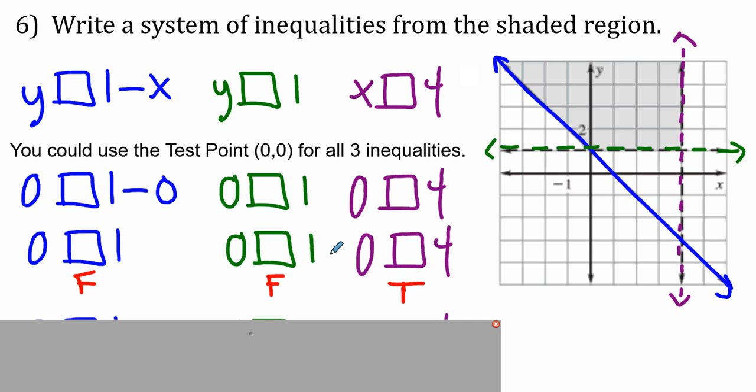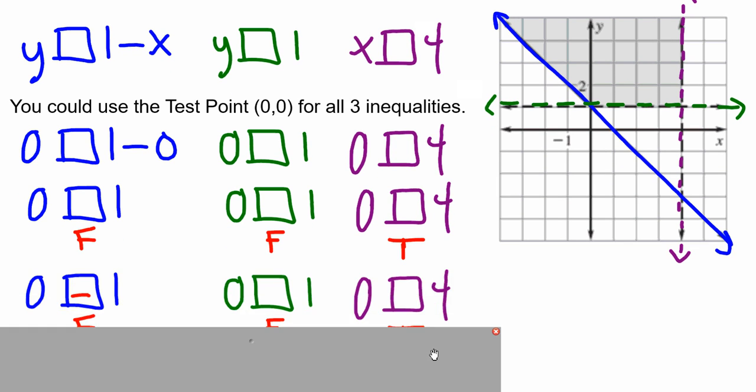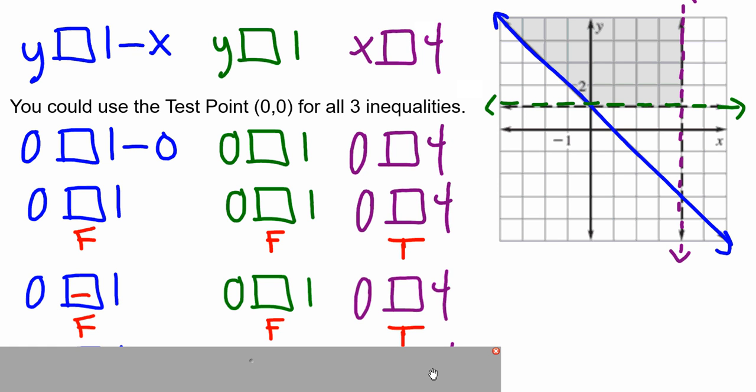Then you also want to think about the type of inequality symbols. So do you get other clues with those lines being solid or dashed? The blue one is solid, so we need an equal to as part of it. The purple and green are dashed, so we do not need an equal to as part of the inequality symbol. So let's finish this up.